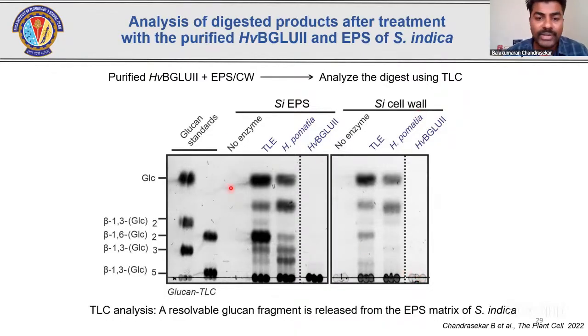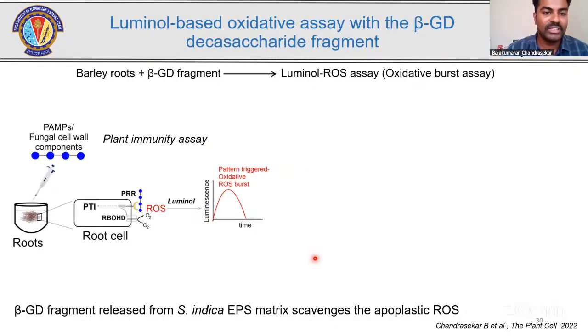wall. Now, when you take commercially available enzymes, two interesting ones, Trichoderma lysing enzyme and Helix pomatia enzyme, these are all random cutters. These are not biologically relevant enzymes, but they cut beta 1,3 glucans. When you put them on the EPS matrix, you see a lot of fragments, because they randomly cut the glucans present in the cell wall. Whereas when you treat with HVBGLU2, it released only one very specific fragment from the EPS matrix of Serendipita indica. So that made us curious to know what this particular fragment is.